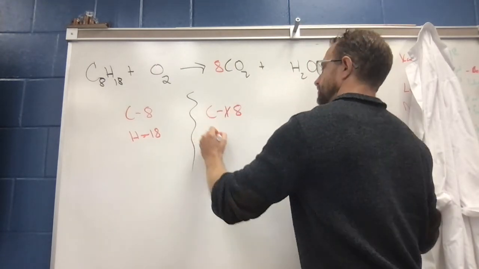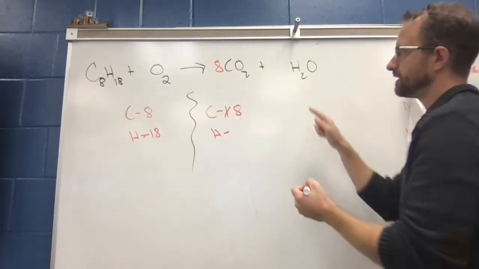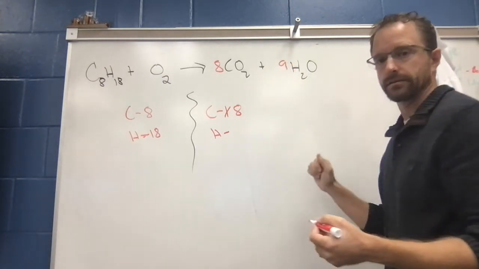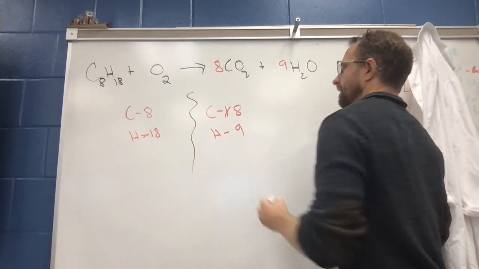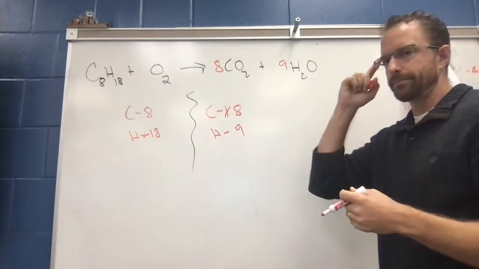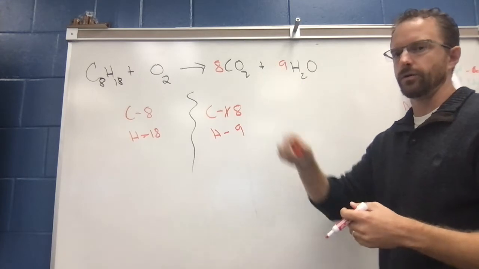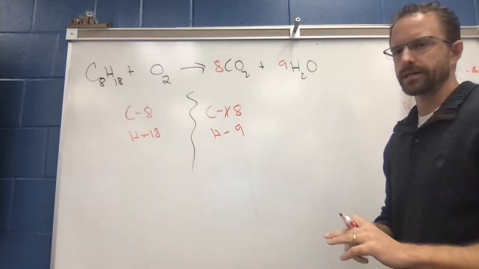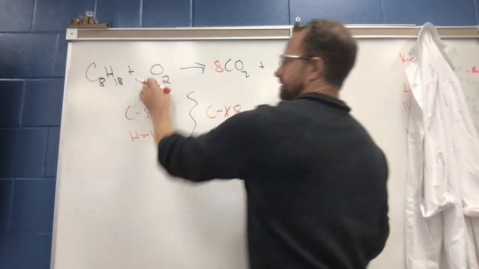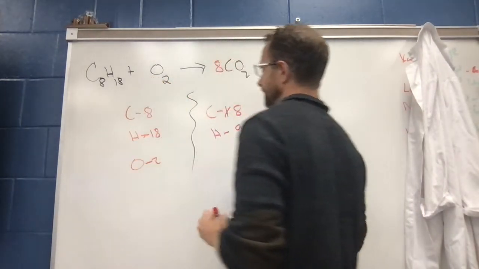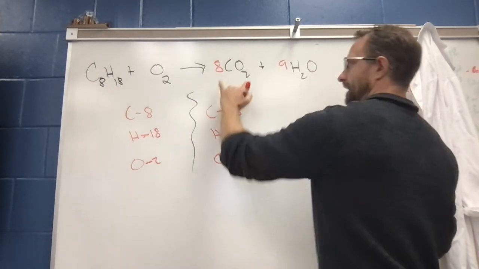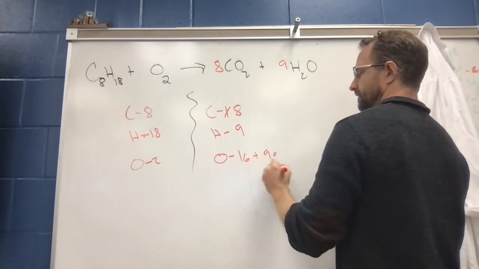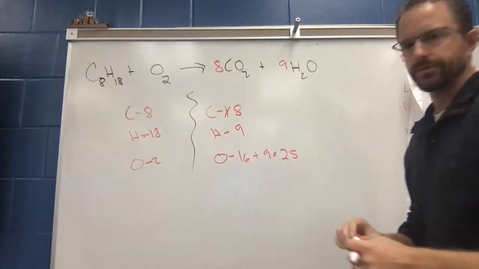I want 18 hydrogens. Well, I can get 18 hydrogens. I just need how many waters? Hopefully you said something along the lines of 9. And by along the lines of 9, we mean 9. And that's where you might already be perceiving, if you have ESP, wait a minute, we're going to have a problem here with these oxygens. Can you see what the problem is going to be? So let's look at our oxygens. We have 2 oxygens here. Over here, we have 8 times 2 for 16 oxygens. And I have 9 times 1 for 9 oxygens. So that's 25 oxygens. Do you see the problem yet?